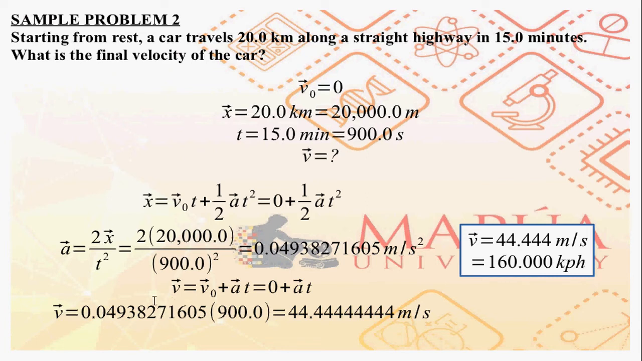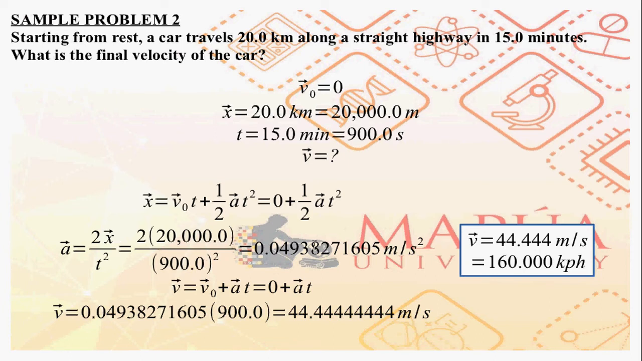Using now the equation that we used in the first sample problem, V is equal to V naught plus AT. We know V naught. V naught is equal to 0. So V, final velocity, is just equal to AT. We know time, 900 seconds. We have just calculated the acceleration, so we know A. We can now calculate the final velocity.